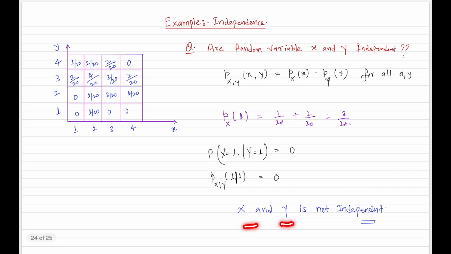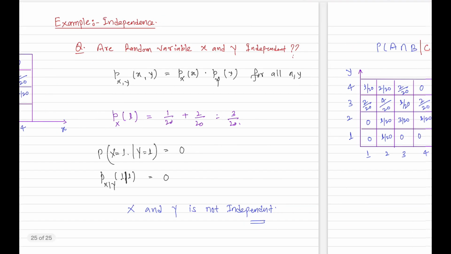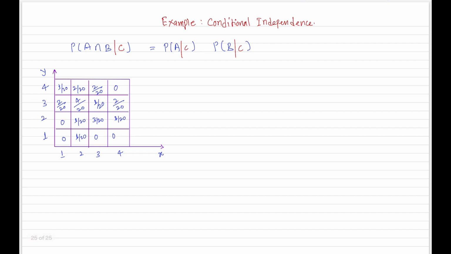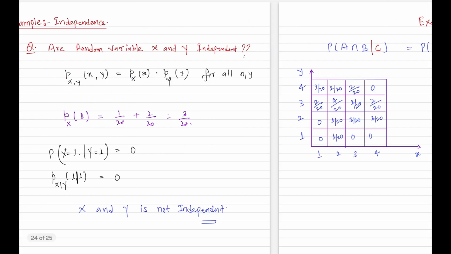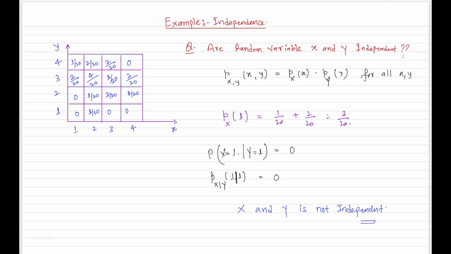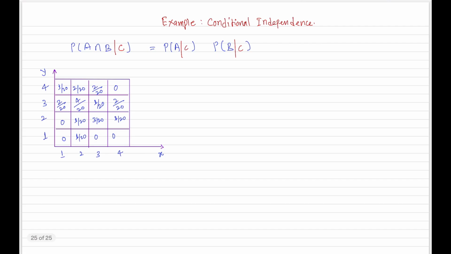Here x and y random variables are not independent. Let's say we are given any condition, and under that condition we want to check whether these two random variables are independent or not. You will see that conditioning may affect independence, right? It is not necessarily true that if these two events or these two random variables are independent, then under a given condition these two random variables will again be independent.